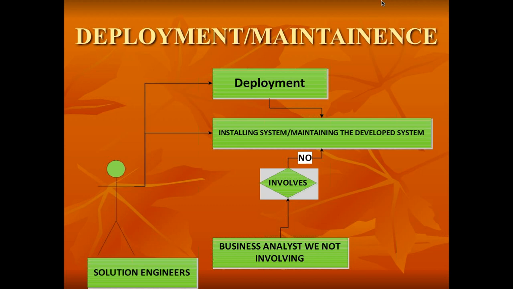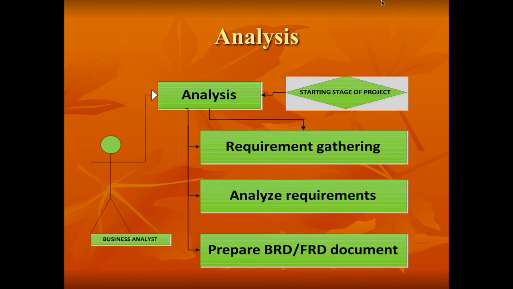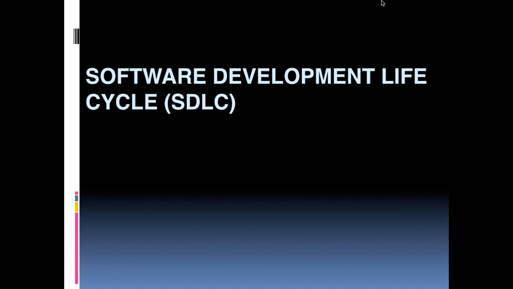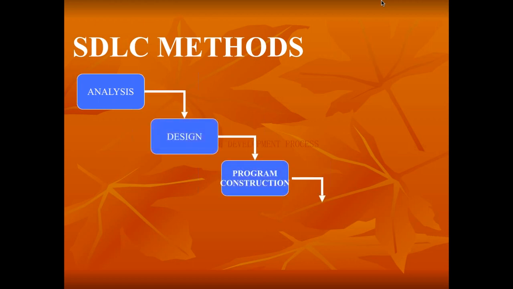Next is the deployment phase. So deployment or maintenance: here as a BA we are not involved. That is support. After testing, the BA will sign off from the project after UAT, and maintenance support will be taken care of by the support team and project manager. That's it. As a BA we are not involved here. So we have analysis, design, development, that is program construction, testing, and then deployment. That's it.